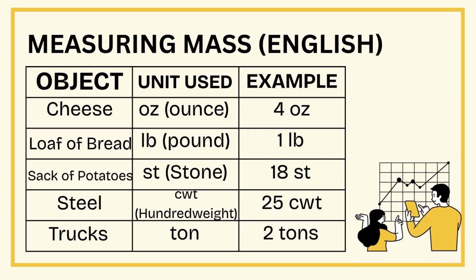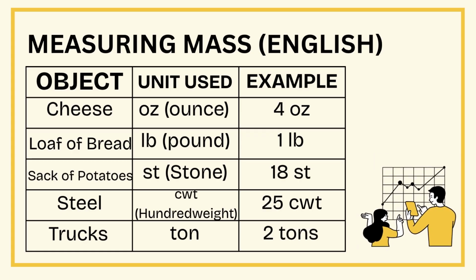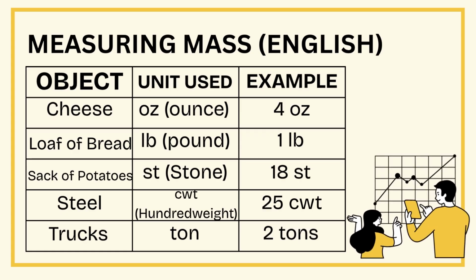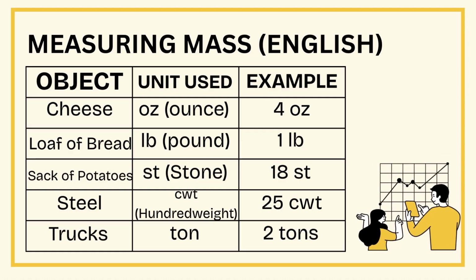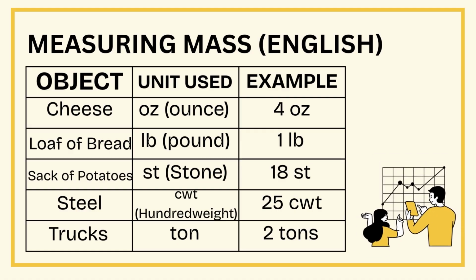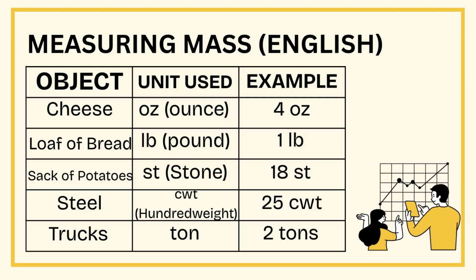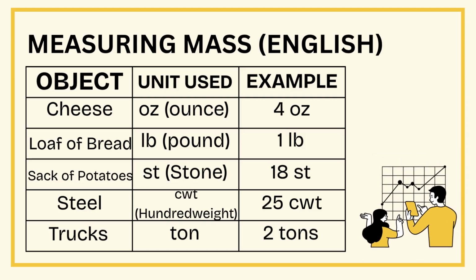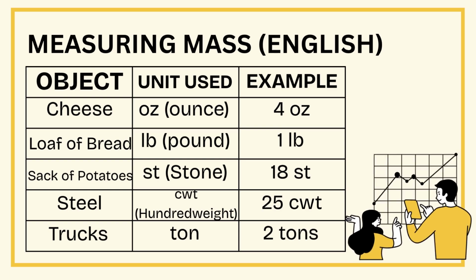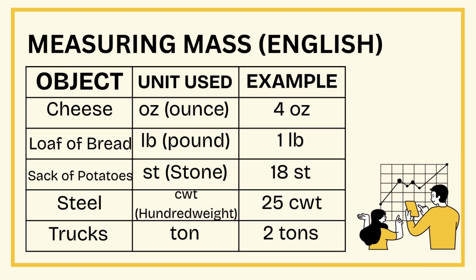The hundredweight, abbreviated as CWT, is an older unit of measurement that is still used in specific industries and commodities trading. In the United States, 1 short hundredweight, CWT, is equal to 100 pounds. In the United Kingdom, 1 long hundredweight, CWT, is equal to 112 pounds.